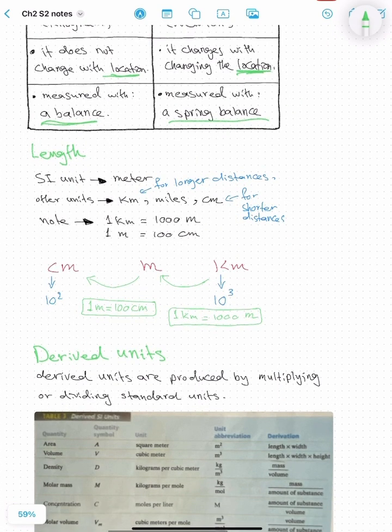Let's talk about length. The SI unit, as mentioned in the table, as you have to memorize it, it's a meter. Okay, we have other units, for example, kilometers, miles, which some countries use, and centimeters. So kilometer, as we said, it's a big unit, so we use it for longer distances. But centimeter, it's a small unit, so you use it for shorter distances, or to measure the length of, let's say, a pencil or a book. You have to know that 1 kilometer, as we said, is 1,000 meters, but between meter and centimeter, it's 100. So 1 meter is 100 centimeters.